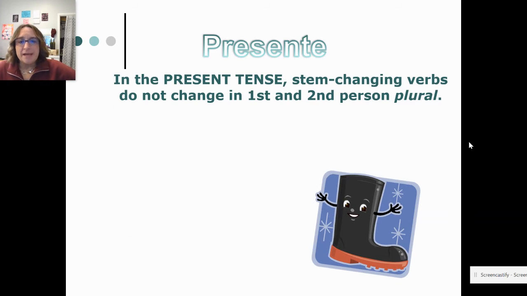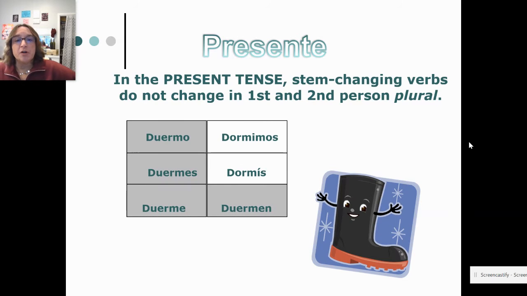Okay, so in the present tense, they do not change in first and second person plural. So as you look at a verb box, that means first, second person plural. So sometimes we call these boot verbs. You may have learned whatever few you learned. I can't remember now if you learned any at all, but the reason we call them boot verbs is it looks like a boot, right? So this empty space over the front of your toe would be these. They're not within the boot.